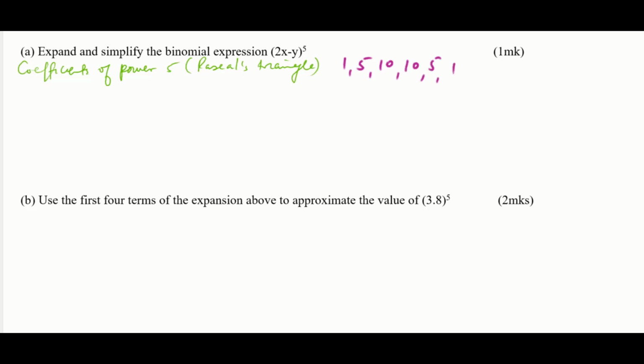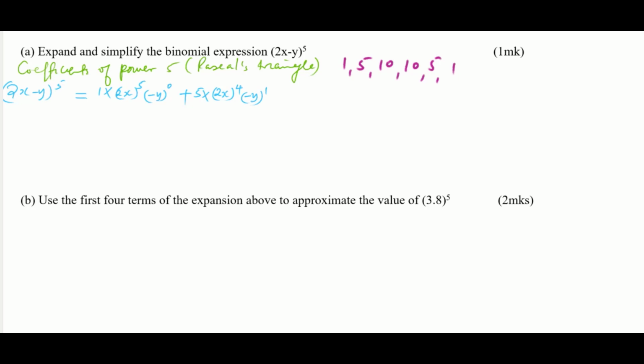Now from there, let us expand. This is (2x - y)^5. So this is how you're going to take the coefficient 1 multiplied by (2x)^5. Then the second term is (-y)^0, plus the second coefficient is 5 multiplied by (2x)^4, the first term, and (-y)^1, the second term.